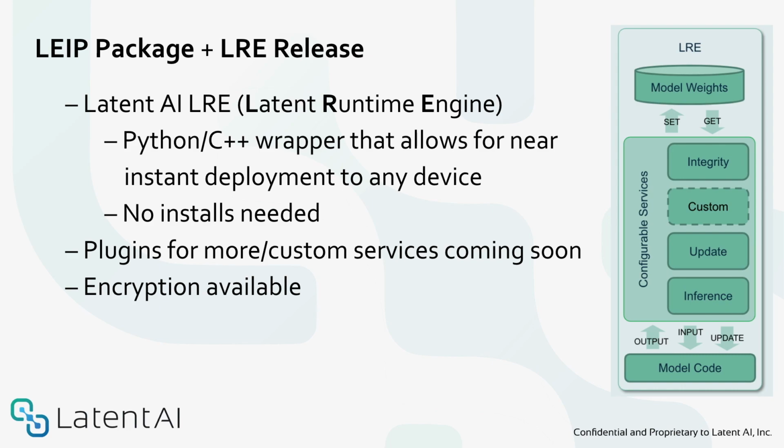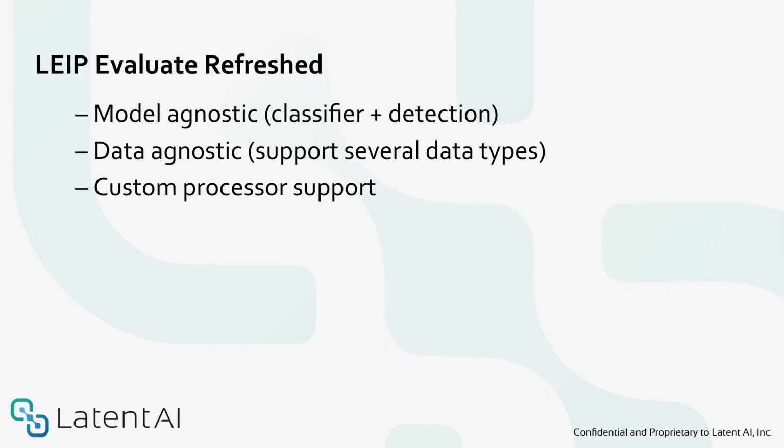In 2.8, we have a new LEIP package and LRE release. LRE stands for the Latent Runtime Engine and is a Python C++ wrapper that allows for near instant deployment of your model to any device. No longer having to track tricky dependencies, as they are all now contained within the LRE object. Soon we'll also be releasing plugins and custom services for the Latent Runtime Engine to help you with things like encryption, model integrity, model updating, and making sure that your model is still running as fast as when you deployed it.